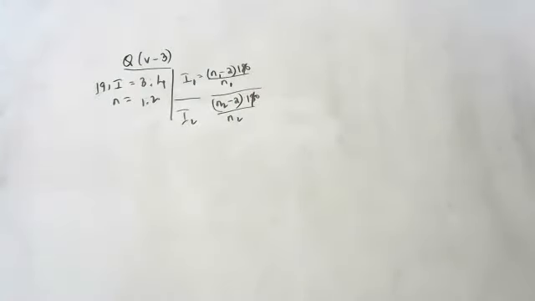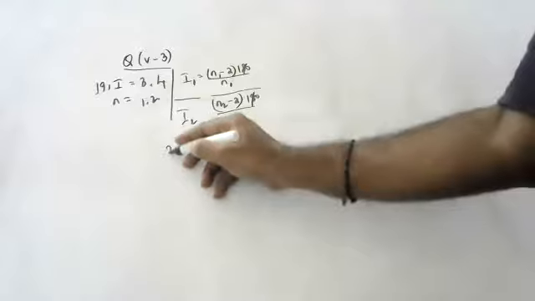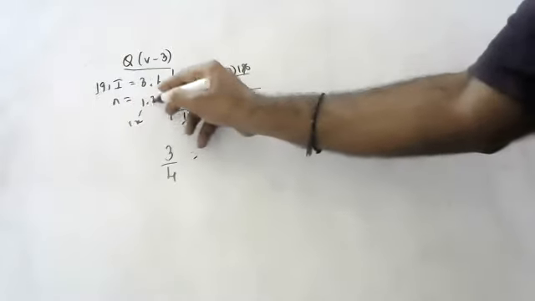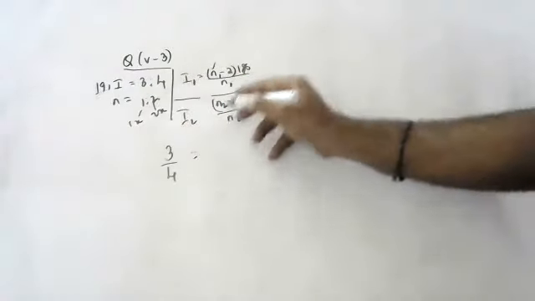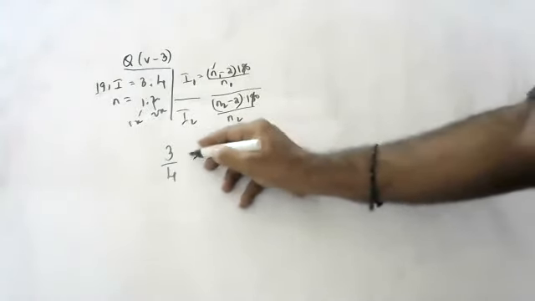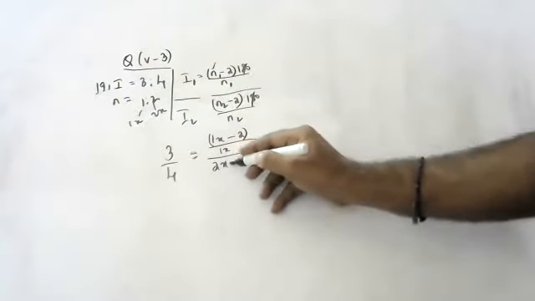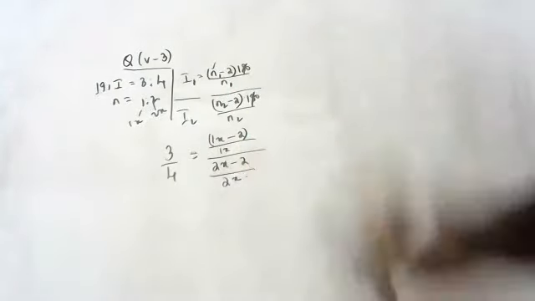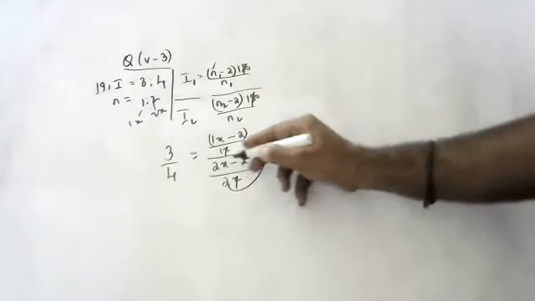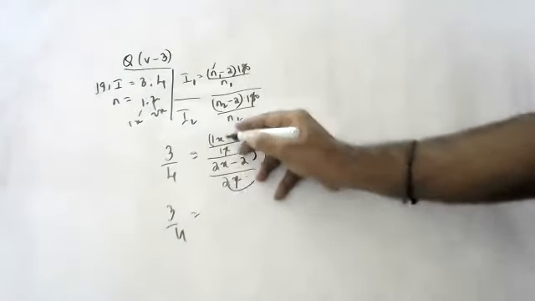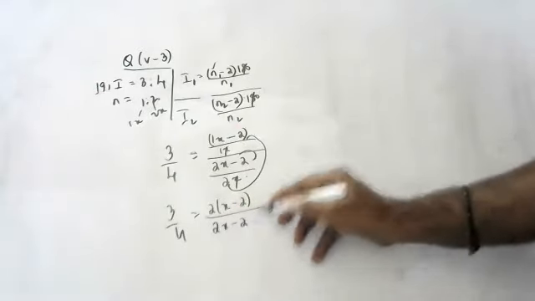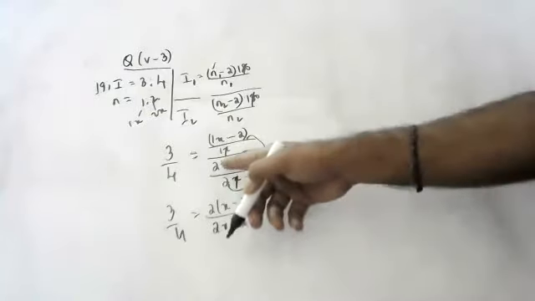180, 180 cancel, children. I1 by I2 is how much, children? 3 is to 4 is equal to this. This will take 1x and this will take 2x. So I1 is (x minus 2) by x, and I2 is (2x minus 2) by 2x. X gets cancelled. 3 by 4 is equal to 2(x minus 2) by (2x minus 2).